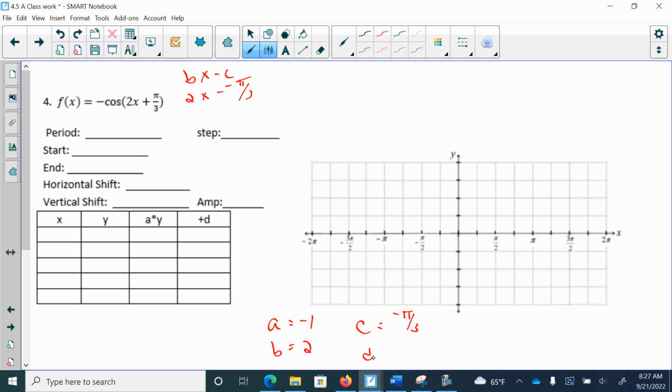My D is going to be whatever I'm adding or subtracting on the outside, and I don't see anything, so I'm going to write 0. Remember, if nothing's written and it's multiplication, then it's understood to be 1. And if nothing's written and it's addition or subtraction, it's understood to be 0. To find my period, I'm going to take 2 pi and divide it by that b, which is 2, and I end up with pi. To find my step, I take this new period and I divide it by 4.